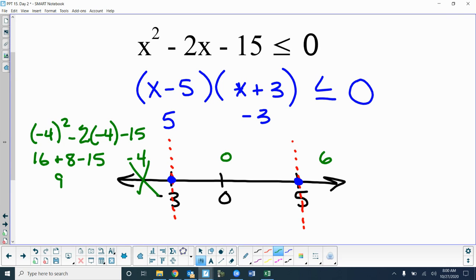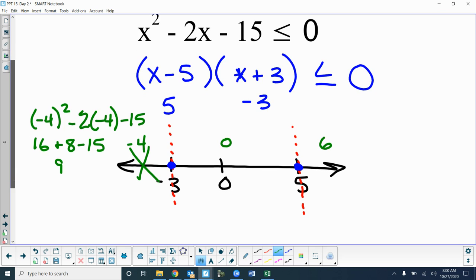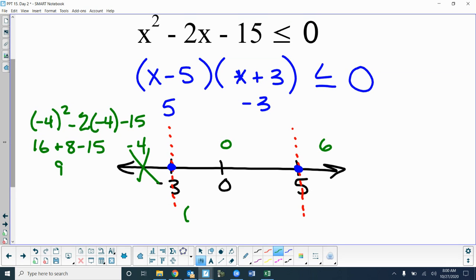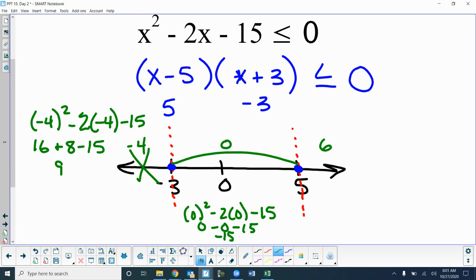All right? Then I'll pick 0. So I'll put it down here. 0 squared -2 times 0 -15. Well, that's 0. -0 -15 is -15. Is that less than or equal to 0? Yeah, so I'm going to connect these. Because 0 works. That means everything in there is going to work. Okay? And then I'm going to try 6.